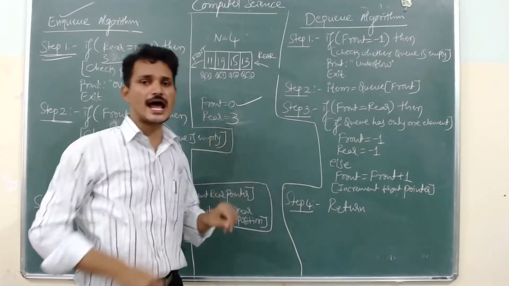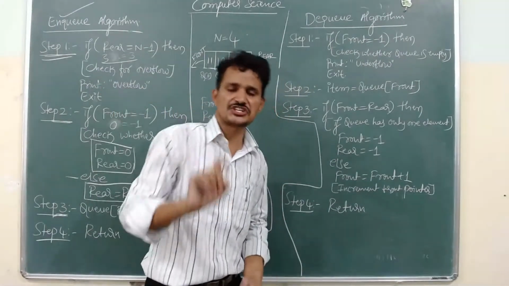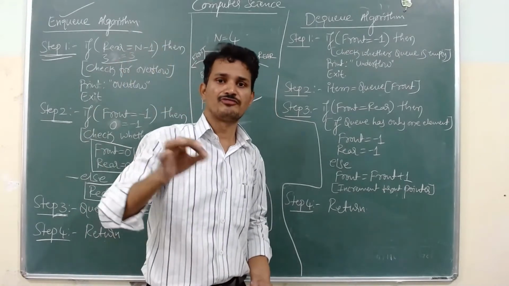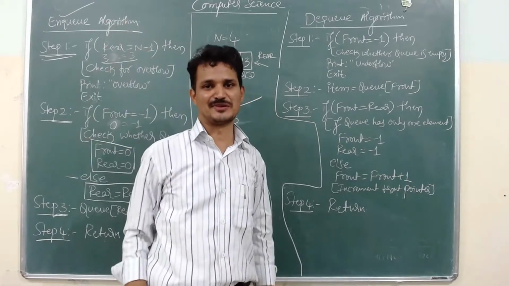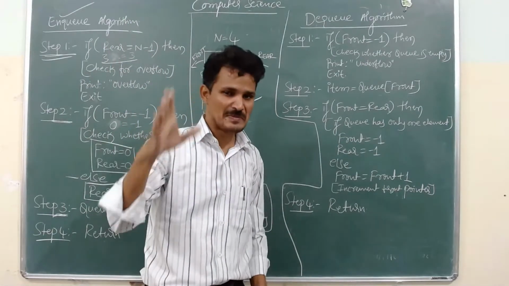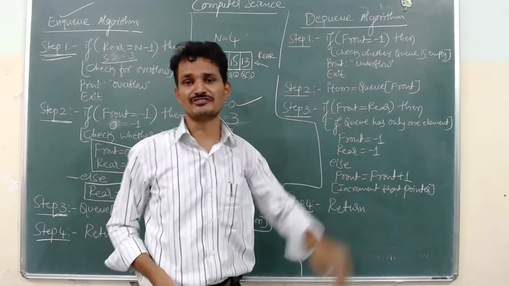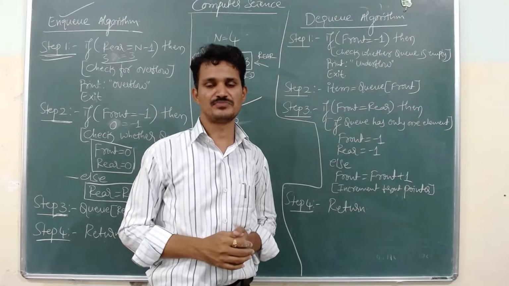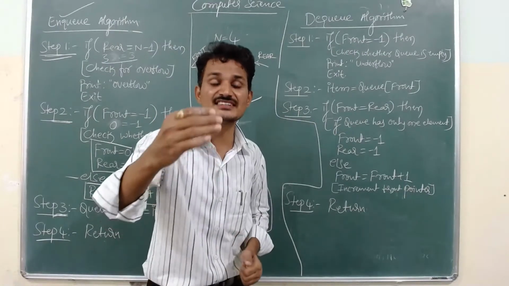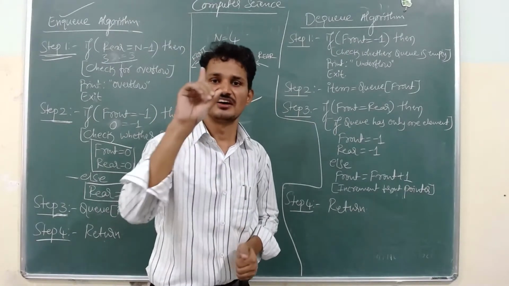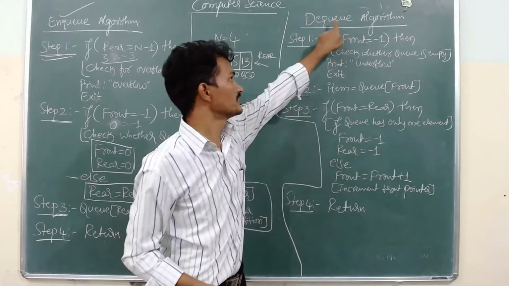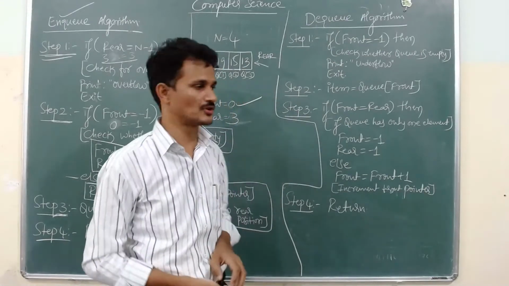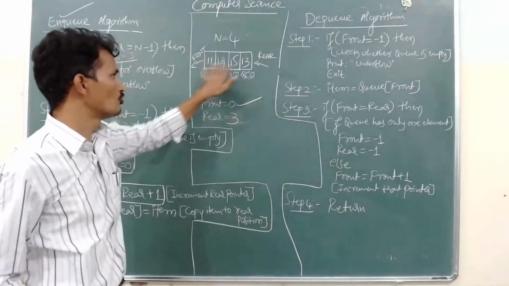But the same thing will not happen in the deletion. In deletion, rear remains fixed. Front goes on, increases by +1. I'll repeat once again. During the process of deleting an element from the queue data structure, front goes on increasing by +1, rear remains constant in a Dequeue algorithm. We'll see how this algorithm works. Okay, I'll go with the same 4 elements.